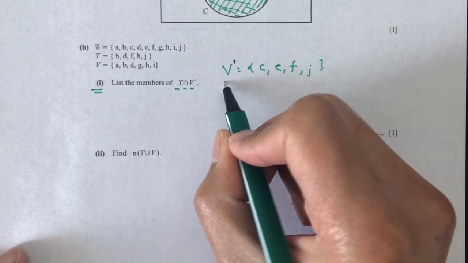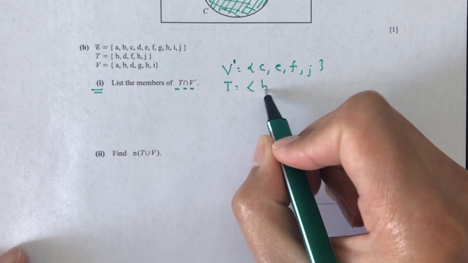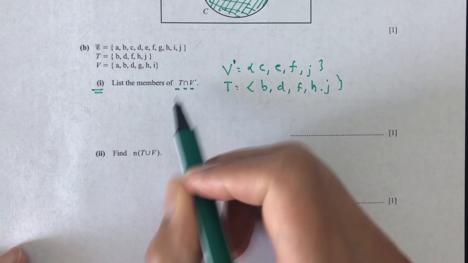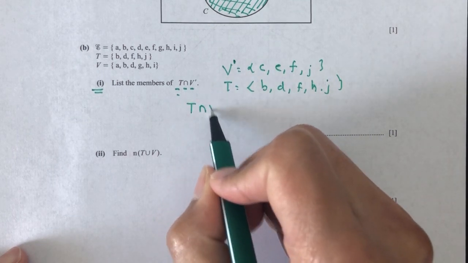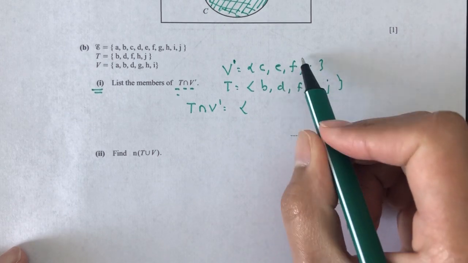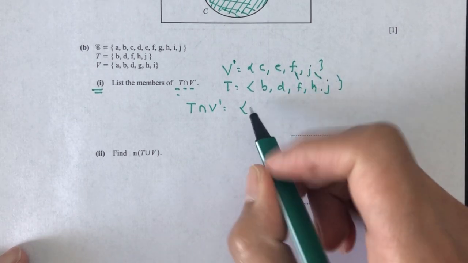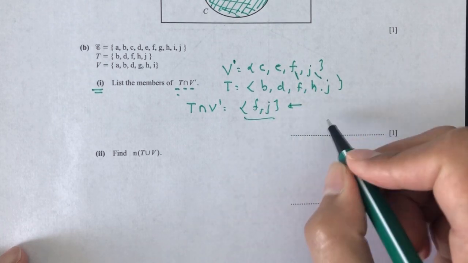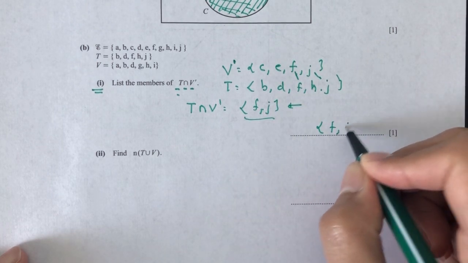So what is in T? In T, we have B, D, F, H, J. So what are the members of T intersection V dash? Which ones are common between those two are F, J. So F and J will be the set. So your answer is the set F and J. Okay.